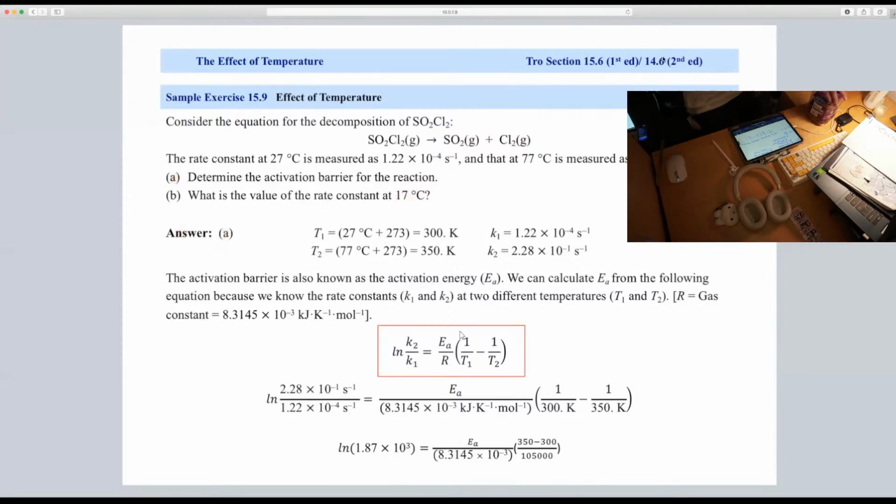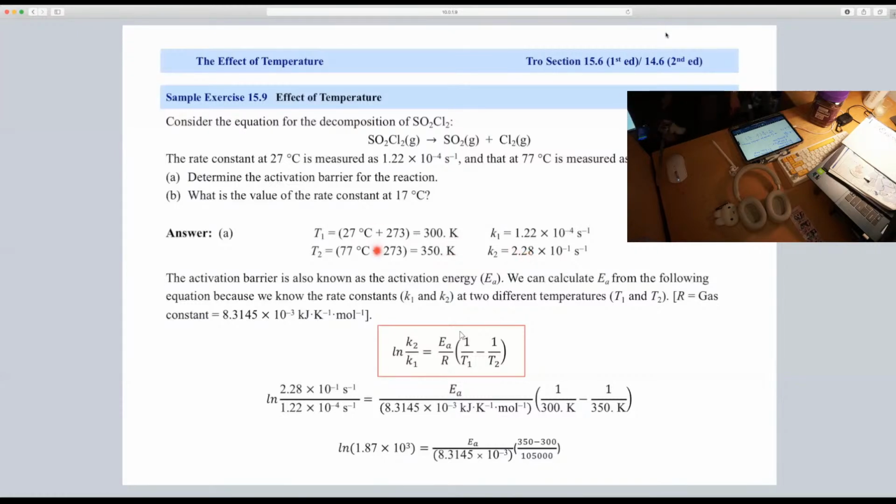Okay, so let's start with part A. In part A, let's write down all the information that is provided to us. We are given T1, which is the initial temperature, which is 27 degrees Celsius. Remember, we have to keep everything in SI units, and keep everything as Kelvin temperature. So T1, 27 degrees Celsius plus 273, is 300 K. And we know at T1, the rate constant is given to us, which is 1.22 times 10 to the negative 4. Now the second temperature, T2, is 77 degrees Celsius, so the Kelvin temperature will be 350 Kelvin.